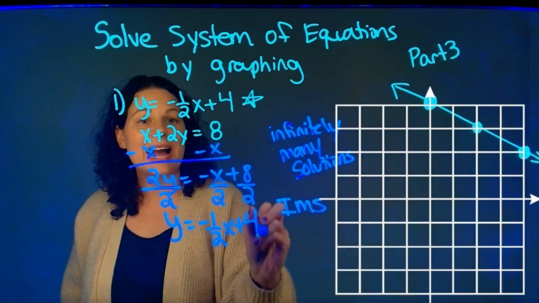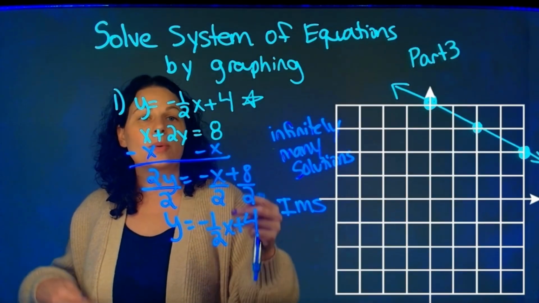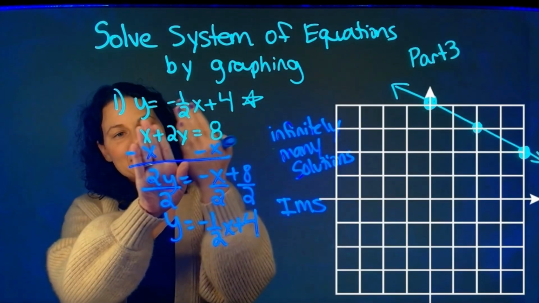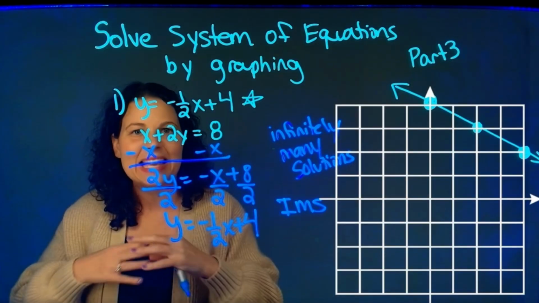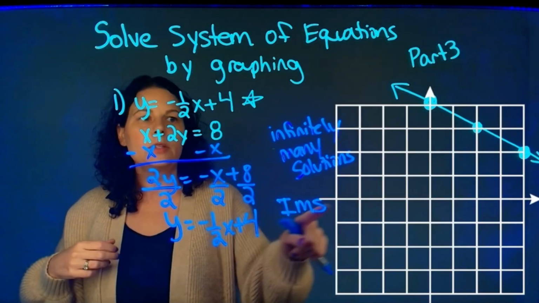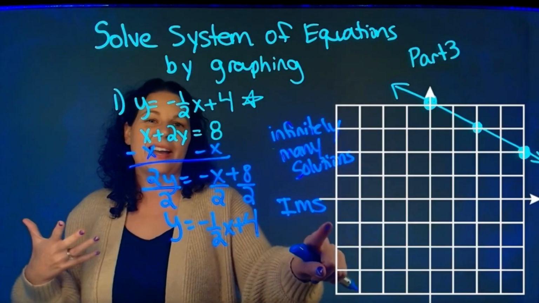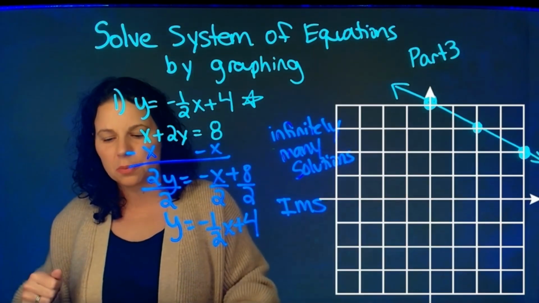But we had the exact same equation, so we have the exact same line. They sit right on top of each other. They are the same everywhere. So infinitely many solutions, or IMS. See how your teacher wants you to abbreviate it.